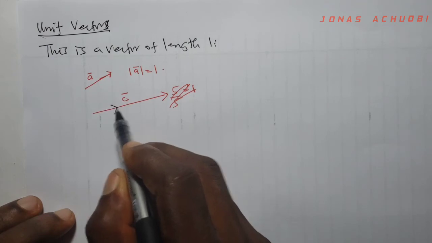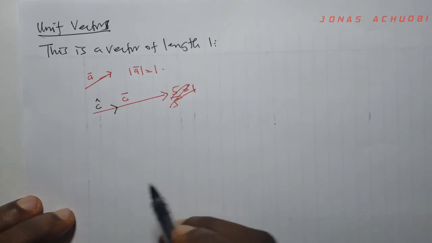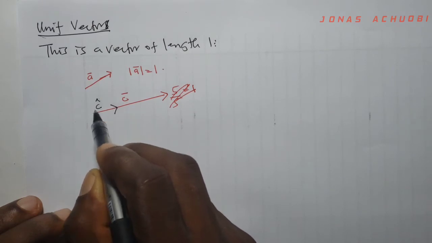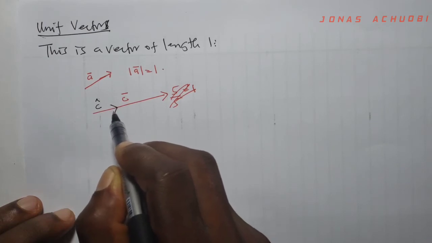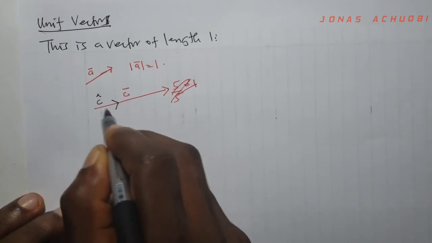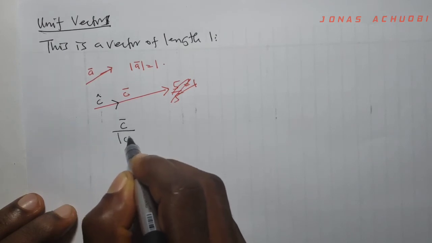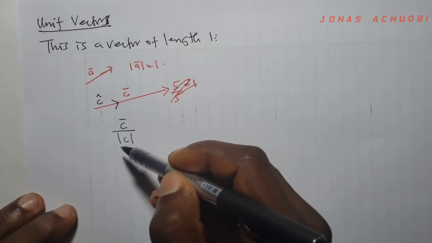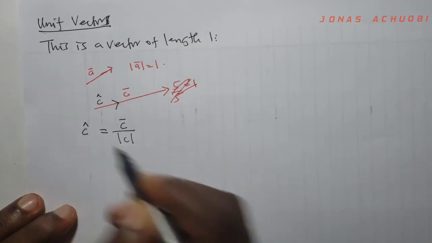But take note, the unit vector of C, let me call it C hat or C circumflex. Now, the unit vector of vector C is called C hat or C circumflex. It will be a vector of length 1 and will be in the same direction as vector C. So how do I get this vector? I'll simply divide vector C by the length of vector C. If you divide the vector by its length, what you get is a unit vector of that vector. So vector C over the length of vector C gives us vector C hat.